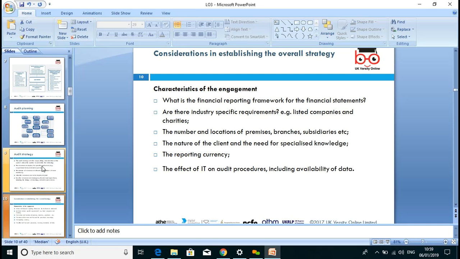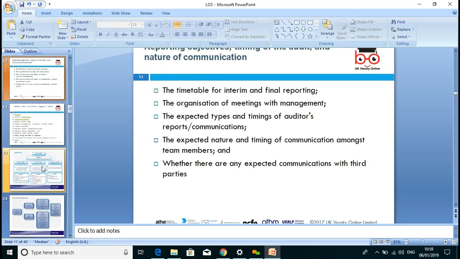The reporting currency, or how the organization reports, and the effect of IT on the audit procedures, including the availability of the data. Because you're looking at whether the data is being accurately recorded, you're looking at the invoices, the transactions, the processes of payment. So all these we need to look around, and we need the data for it.